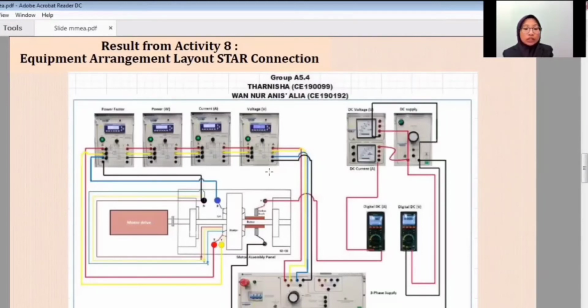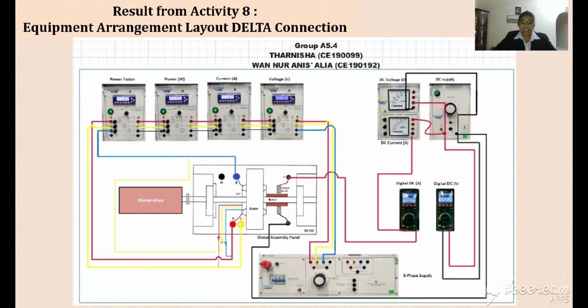Then from the digital DC ammeter, one probe is connected to the analog DC ammeter. From the analog DC ammeter, the voltmeter is connected to the DC supply, then the digital DC voltmeter according to their respective ports. The negative terminal from the motor panel is connected to the DC supply and the motor is ready to operate. So first of all, as we can see in the slide is the delta connection layout.